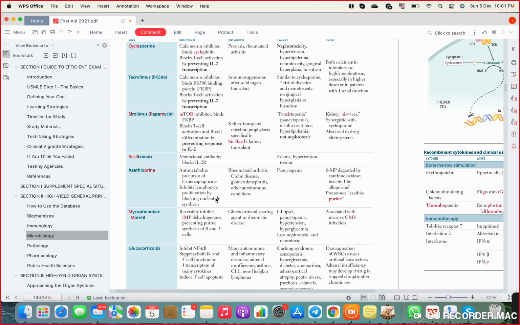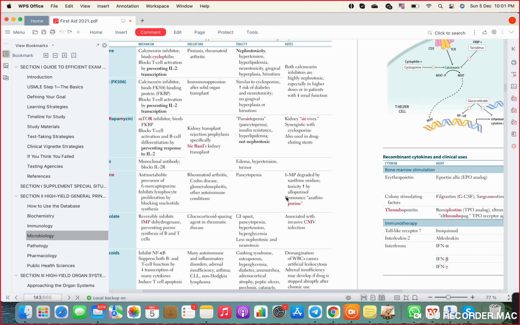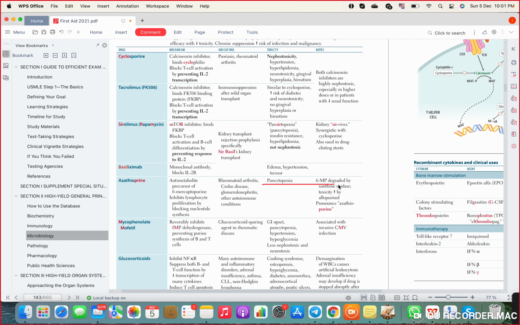Remember that this one actually leads to really bad hypertension. Okay. And the basiliximab as well. These two you must know about their hypertension side effect. Because pancytopenia, myelosuppression, well, all of them lead to that, you know? But the hypertension is kind of specific for these two.